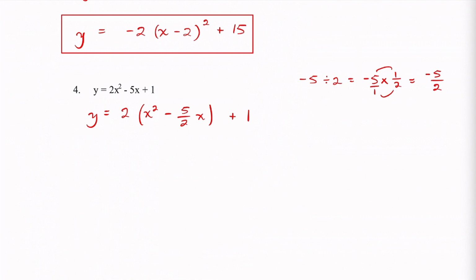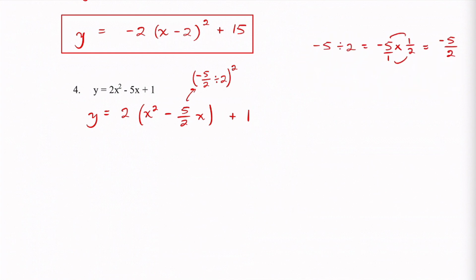Okay, and then you can always check: 2 times x squared does give you 2x squared, and 2 times negative 5 over 2x, the 2 and the 2 would cancel, and you'd have negative 5x. Okay, so my next step, I got to take this middle number, negative 5 over 2, and then I had to divide that by 2, and then I'm going to square it. Okay, I'm just going to move this other work that we did here kind of out of the way.